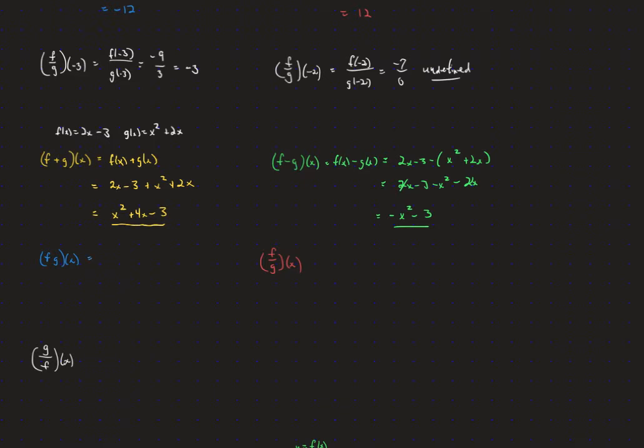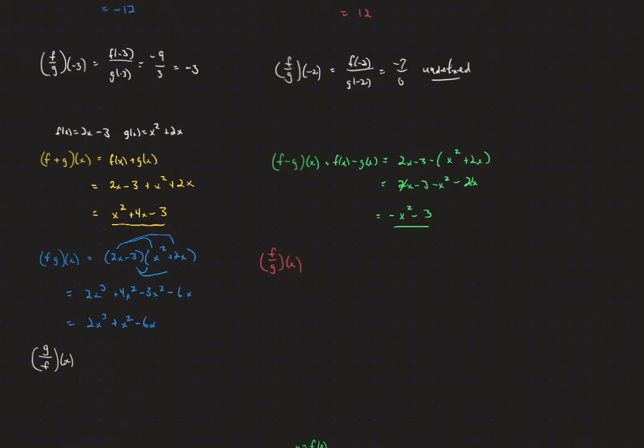f times g is going to be our f of x, which we said was the 2x minus 3, times our g of x, which is x squared plus 2x. Some of you like to do this with a box. However you want to do it is okay. I'm going to say that's going to be a 2x cubed, and that will be a plus 4x squared, and then a minus 3x squared, and a minus 6x. So combining the like terms is going to give us this for our fg of x, our new function, the product of those two old ones.